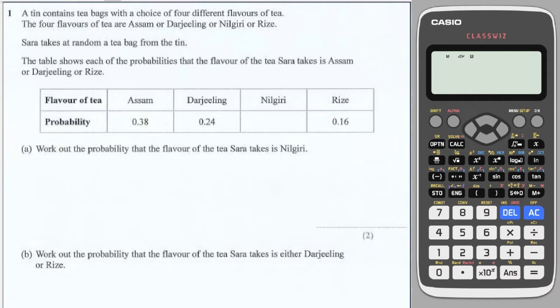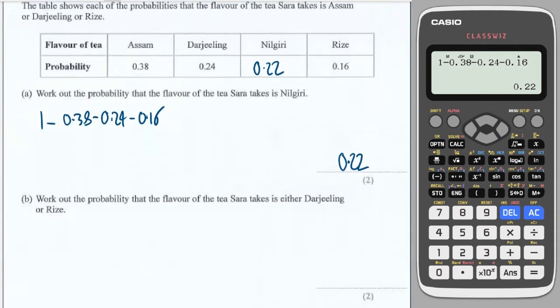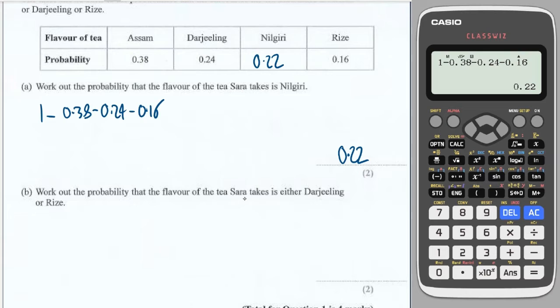So first thing we do is 1 minus all of the ones that were already given, and we do that on our calculator. 1 minus 0.38 minus 0.24 minus 0.16, and that gives us 0.22, so that goes in here. And that is the answer to the first question. Work out the probability that the flavour of tea that Sarah takes is either D or R. Well, we look at D and R, add them together, and that gives us the total probability. Perfect.